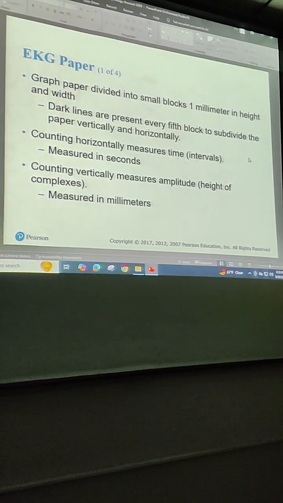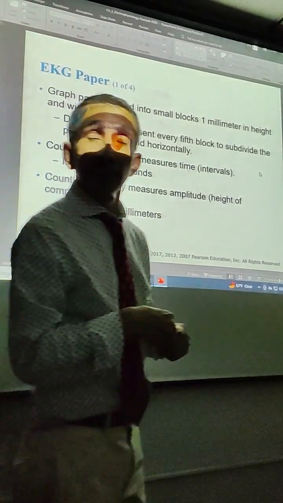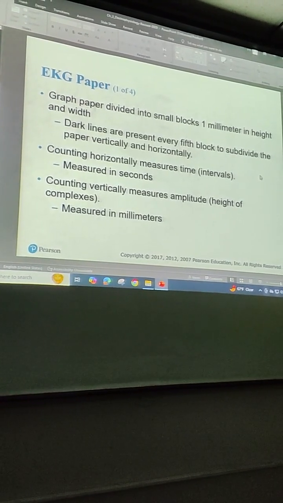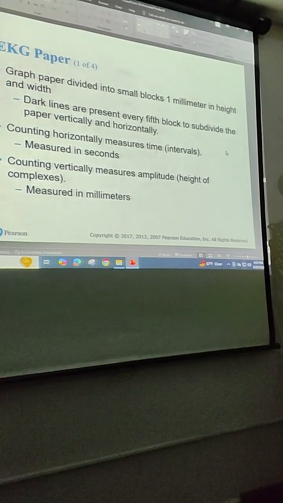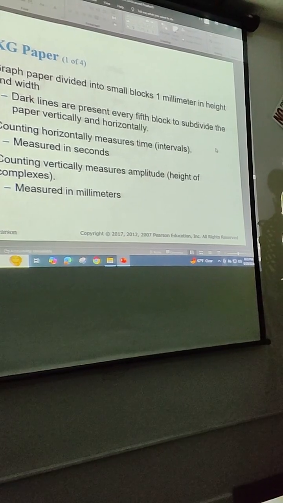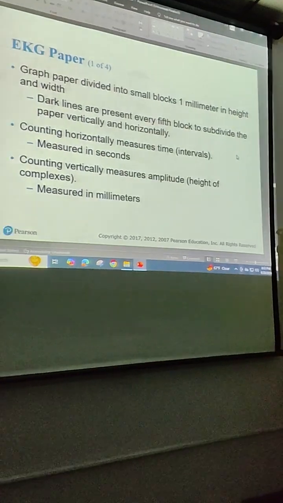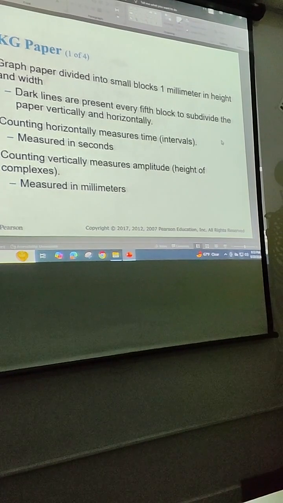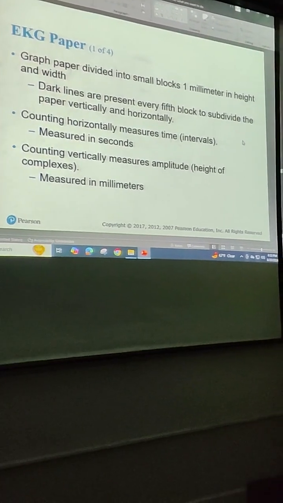I have a question. You said the horizontal line measures time in seconds and the vertical measures time as voltage? No, not time. It measures voltage. That's like the amplitude, how tall the waves are going to be. And that is in millimeters. Got it?